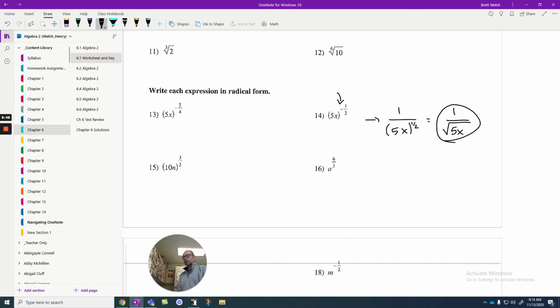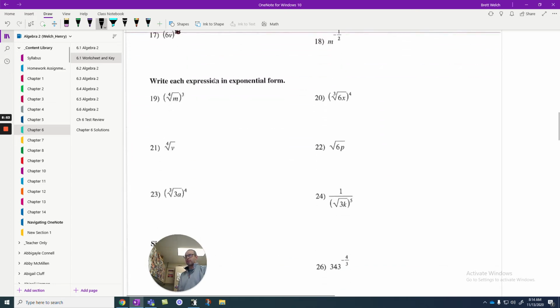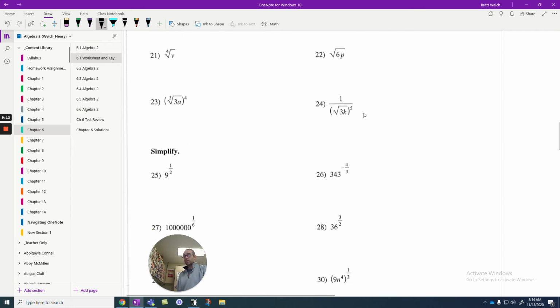All right. Keep cruising on down. There's a 3/2 exponent. I had to scratch out and write a new one. Write them in exponential form. So this would be the same as 6x in parentheses raised to the 4 over 3. This is really all you're going to do.